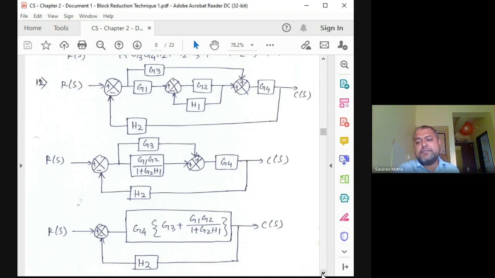So these two lectures, if you do, this is the basic of block reduction technique. Now we only have to keep on solving many more numericals. There are no new cases. Whatever cases were possible for shifting of gain block, summing point, takeoff point, all the rules have been discussed, and a few already we have started to apply.